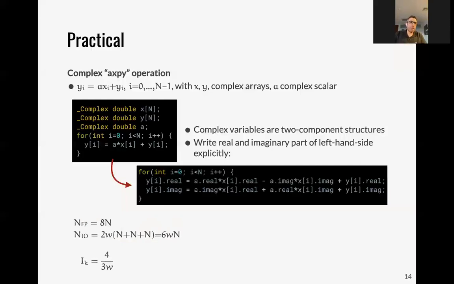Okay, and then the intensity is trivially now just 4/3 W, and you see here that the dimension n, the size of the array, drops out. So whether W is 4, in which case IK will be 1/3, or whether W is 8, in which case IK will be 1/6, this kernel will likely be memory bound, almost always memory bound on any common architecture, because most CPUs, GPUs, common architectures these days have a computational intensity which is higher than one.